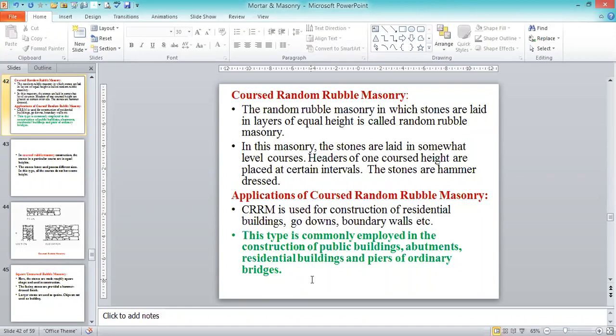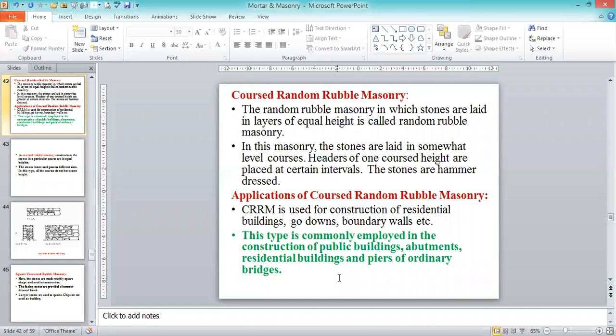Joints are the weakest parts in a construction, which is why we maintain proper joints in any masonry work, whether rubble masonry or ashlar masonry. Where do we use this CRRM? CRRM means coursed random rubble masonry. This is commonly employed in the construction of public buildings, because it looks very beautiful in one direction, either length and height, or width and height. So public buildings, abutments of bridges, residential buildings, and piers of ordinary bridges.